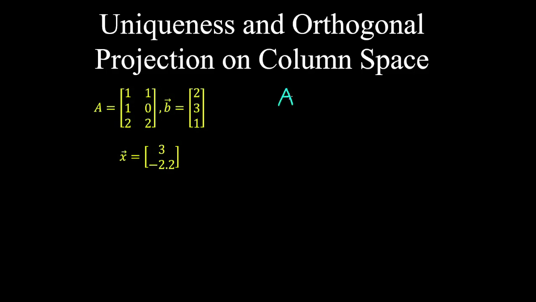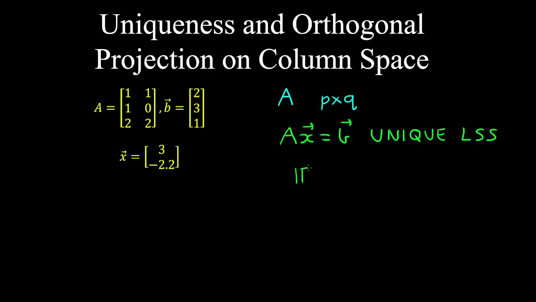If we have a P by Q matrix A, the linear system AX equals B has a unique least squares solution if the product of the transpose of A by A is invertible.